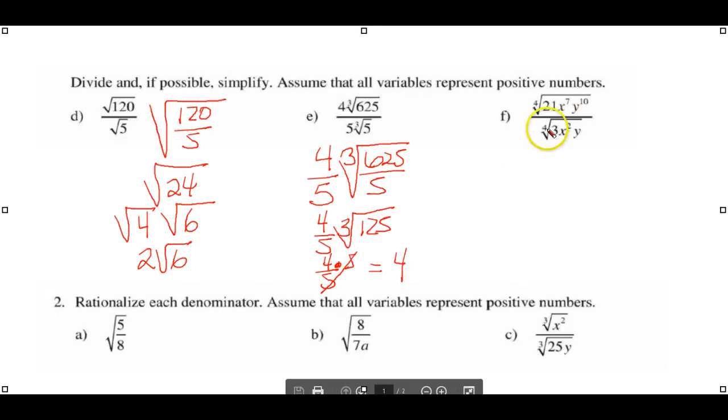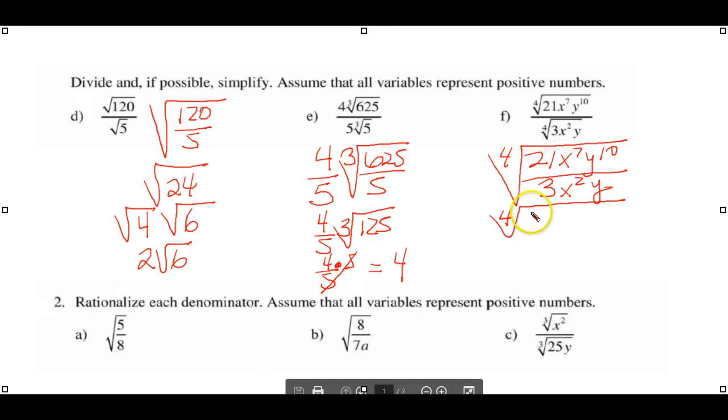Alright, now for this one, again, under a common radical sign, 21x to the 7th, y to the 10th, being sure you copy it down correctly, 3x squared y. There we go. So now we simplify, and we get the fourth root. 3 goes into 21 7 times. Subtract the 2 from 7, x to the 5th. Subtract a 1 from the 10, this is y to the 9th.